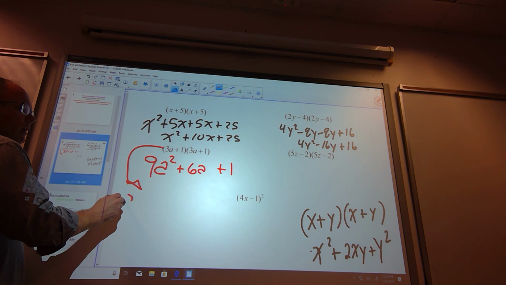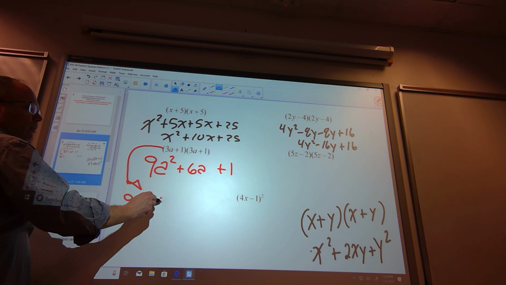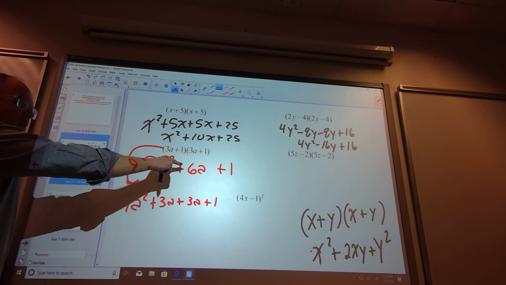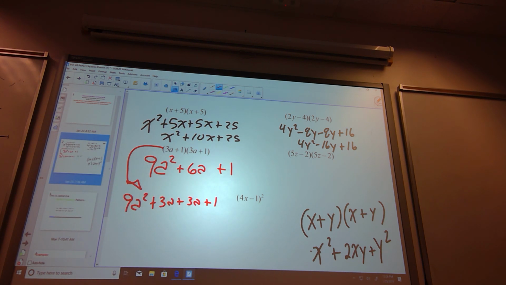Now, let's see if that's actually correct on this problem. I have it right there: 9a squared plus 3a plus 3a plus 1. Does that equal that? It does. I already got that. I just multiplied it out. I went 3a times 3a, 3a times 1, 1 times 3a. No, like the beginning. The beginning one?